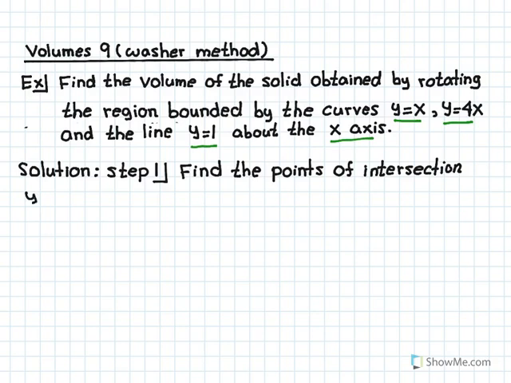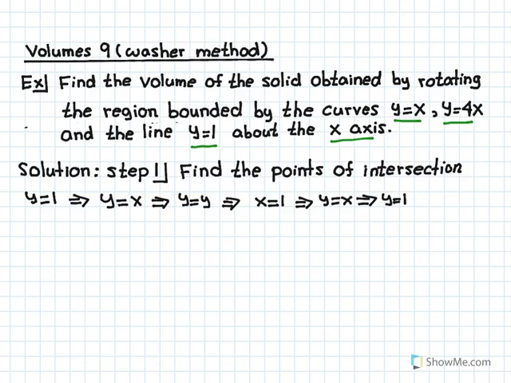So we have y equals 1. We plug that into y equals x, and we get x equals 1. Plug that into y equals x, and we get y equals 1. So the first point of intersection is x equals 1 and y equals 1.